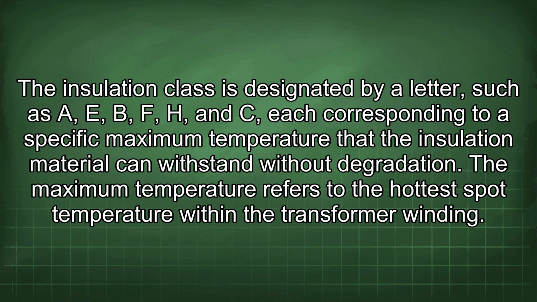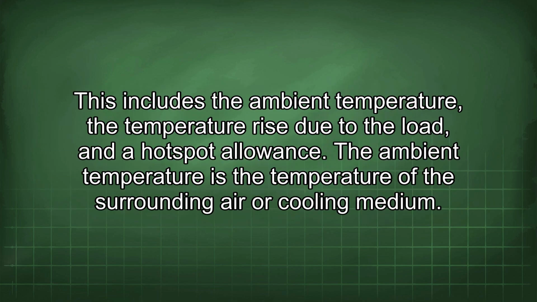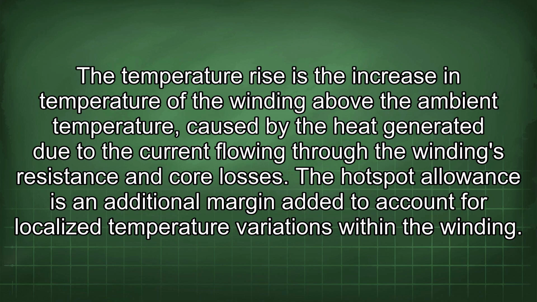The maximum temperature refers to the hottest spot temperature within the transformer winding. This includes the ambient temperature, the temperature rise due to the load, and a hotspot allowance. The ambient temperature is the temperature of the surrounding air or cooling medium. The temperature rise is the increase in temperature of the winding above the ambient temperature caused by the heat generated due to the current flowing through the winding's resistance and core losses.